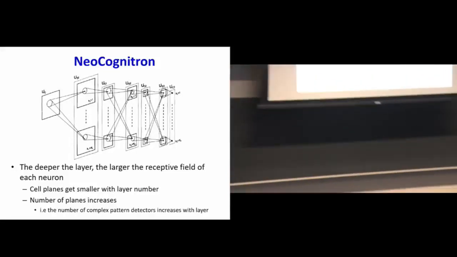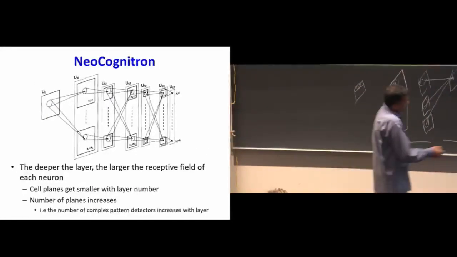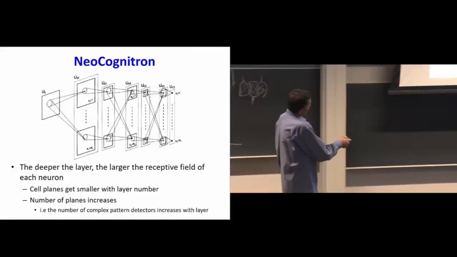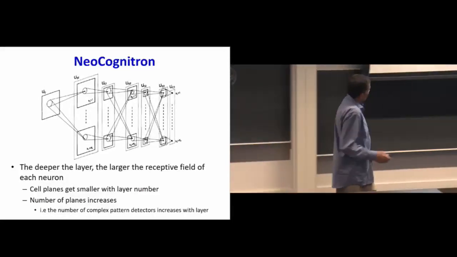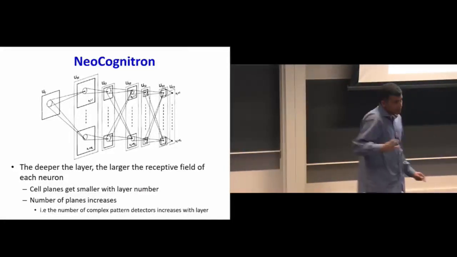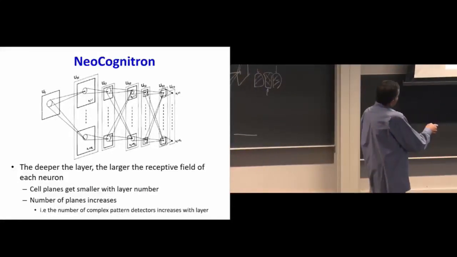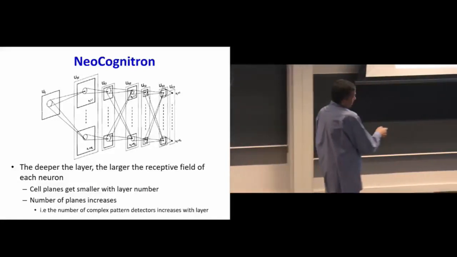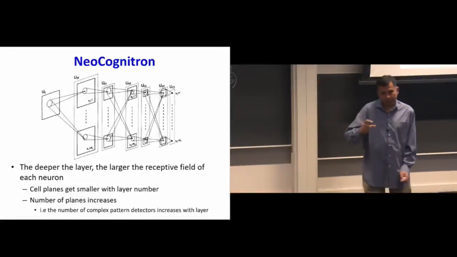And you have C cells. You have S cells responding to the output of the previous layer, and then C cells responding to the S cells. So one of the characteristics over here, all of these are part of Fukushima's model, is that because these C cells are actually operating on groups of S cells, the C planes are smaller than the S planes.